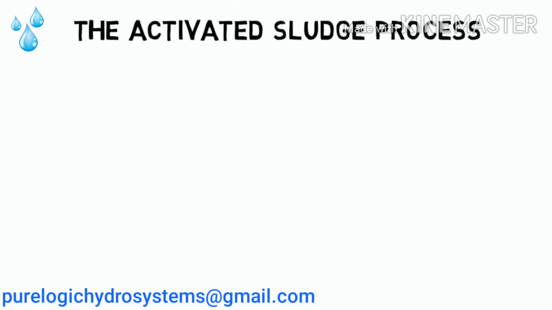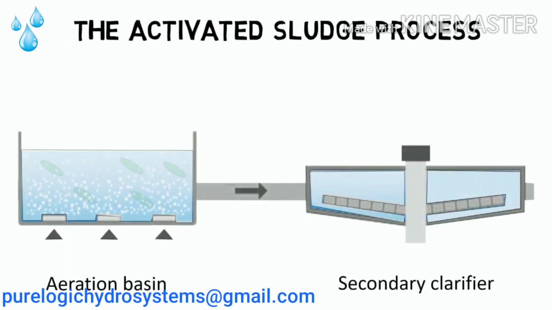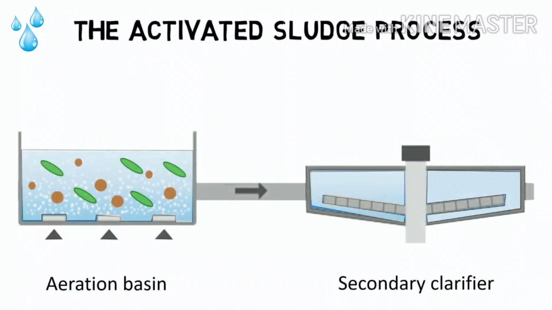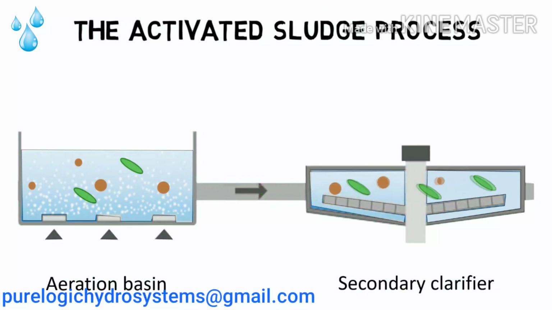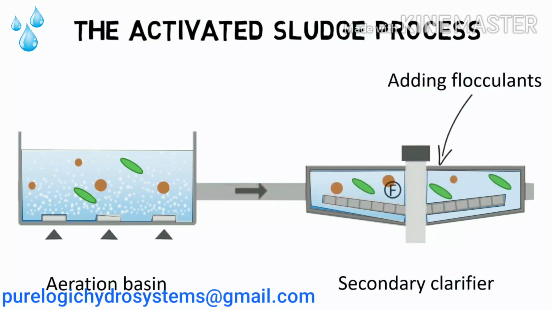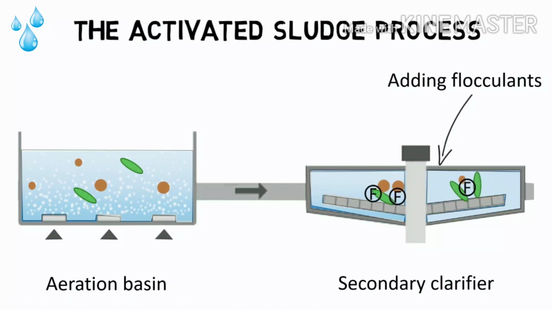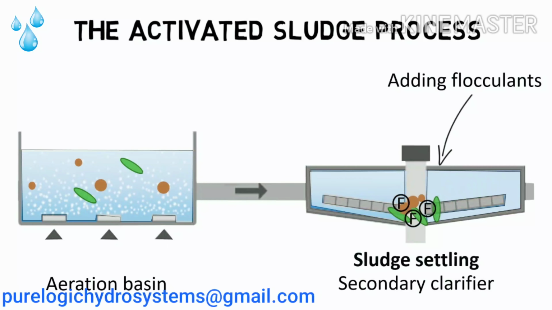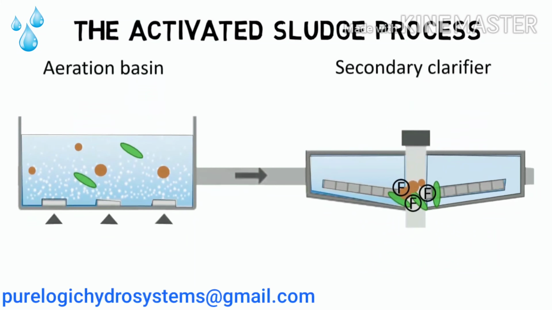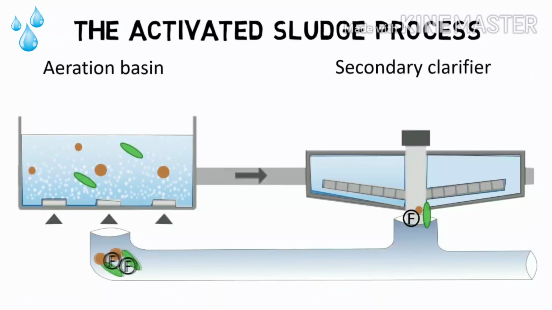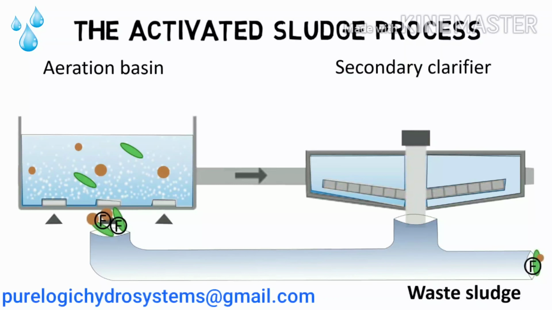To keep a good balance between the number of microorganisms, organic waste and oxygen, some microorganisms are settled down in the secondary clarifier. Adding flocculants will cause microorganisms to clump together with particles and settle down as activated sludge. Some of the activated sludge is then recycled back to the aeration basin, whereas the rest is removed as waste sludge, thickened and then, for example, used as fertilizers.